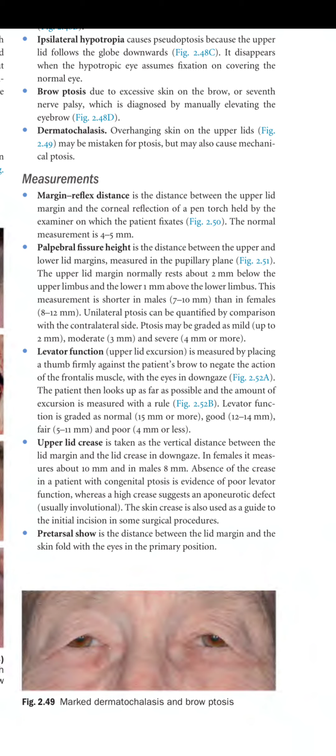So measurement of the ptosis is very important because you have to evaluate the ptosis for the treatment. Marginal reflex distance is the distance between the upper lid margin and the corneal reflection of the pen torch held by the examiner, on which the patient fixates. The normal measurement is 4 to 5 millimeter. So what is a marginal reflex distance?